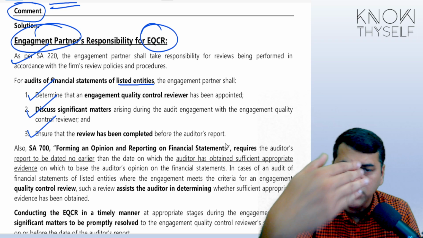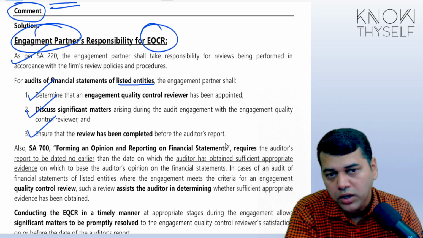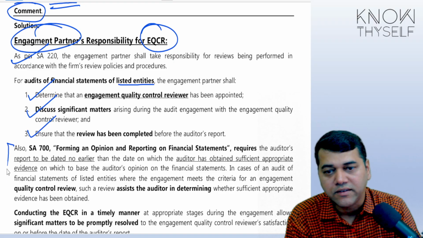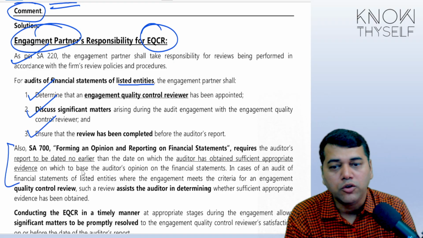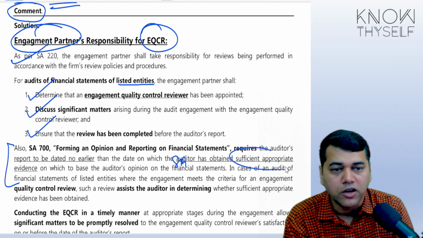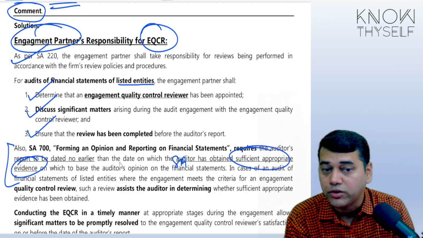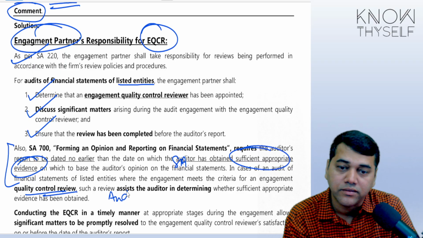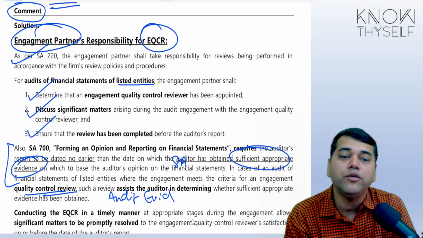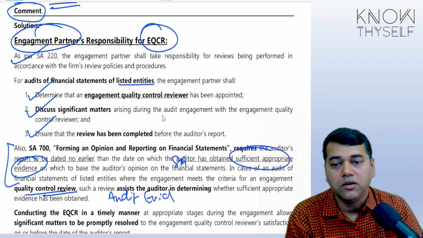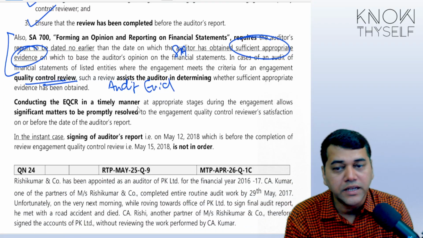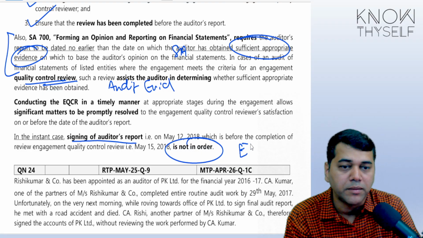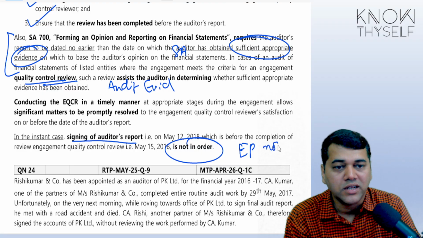So it becomes your responsibility to see that an EQCR has been appointed. Later, in SA 700 also, you have to obtain sufficient appropriate audit evidence. So unless that is done, you cannot move. And quality control review is also considered audit evidence, because somebody is reviewing your job. Now, concluding the EQCR is a very important thing. Otherwise, signing of the audit is not in order, or the engagement partner is not correct.